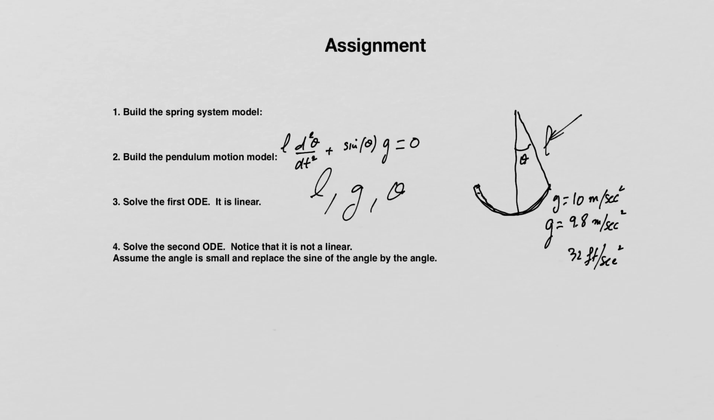So the second model is nonlinear, but what I would like you to do is to replace theta. We're going to assume theta is small. In other words, we're going to let the pendulum swing from here to here, where theta is extremely small, so that we can replace sine theta.